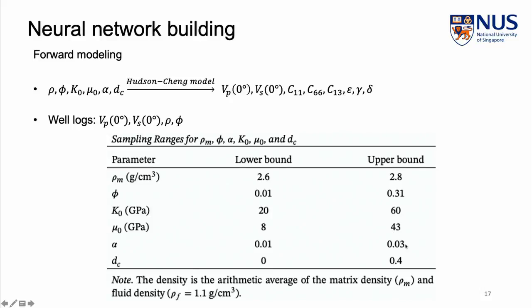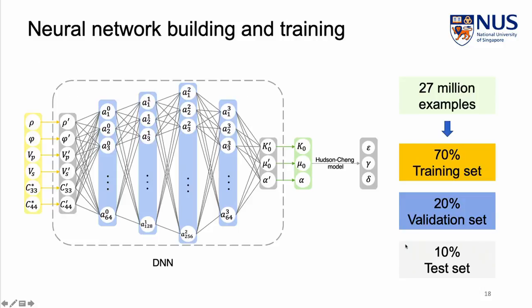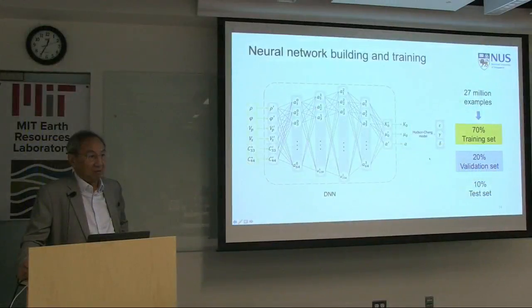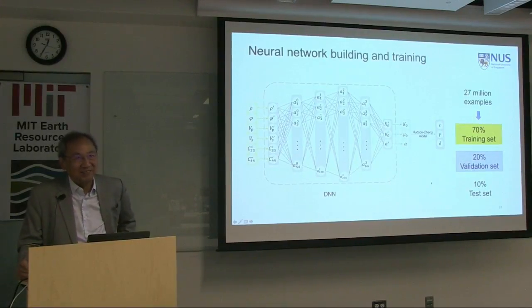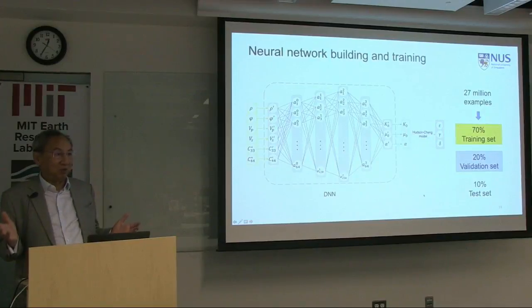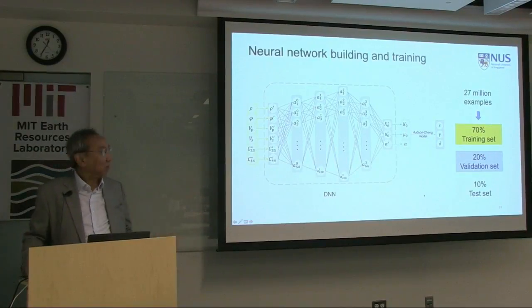Okay, so we did that, and we have 27 million samples to generate. That's something that we will never have in log data. You're lucky to get 10,000 per well, right? And how many wells do you need to get 27 million? A lot of wells, right? And it doesn't cover the whole range of the data that we're doing.